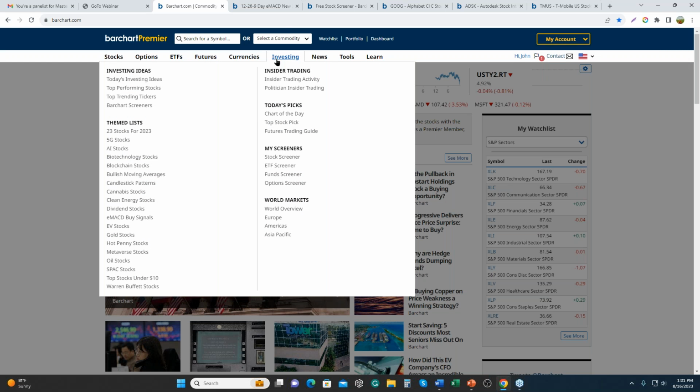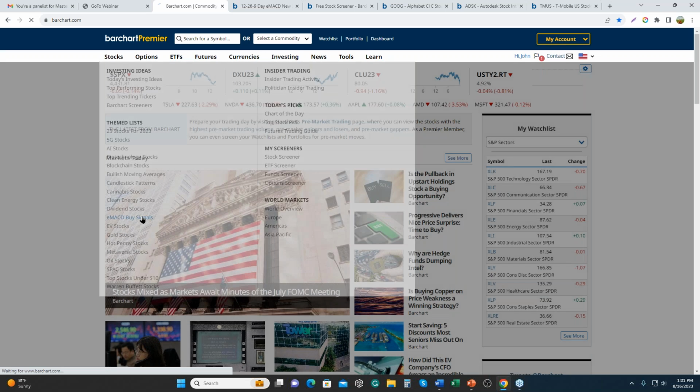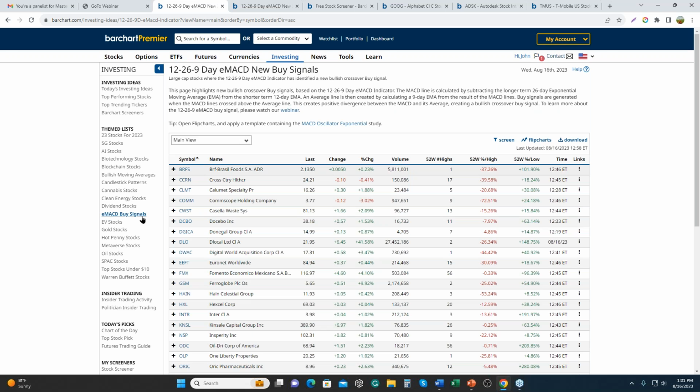Barchart's investment ideas page, the eMACD buy signal, uses a moving average convergence divergence oscillator, commonly referred to as the MACD, to identify those equities whose price movement is exhibiting positive price momentum. The MACD is a variation of a popular trend following strategy known as the moving average crossover, and this momentum indicator is a variance between two exponential moving averages.